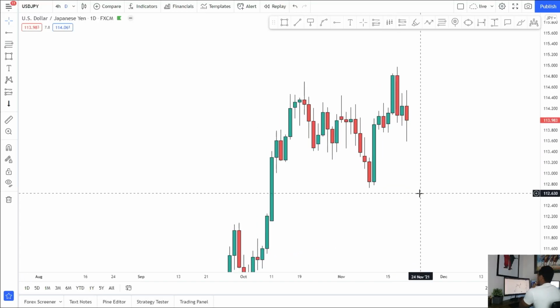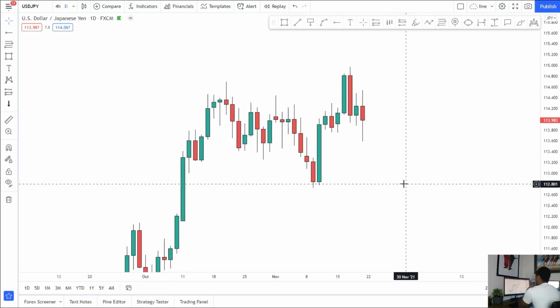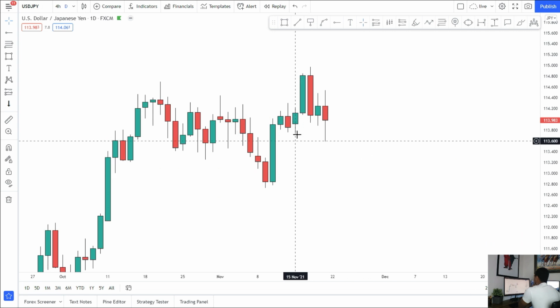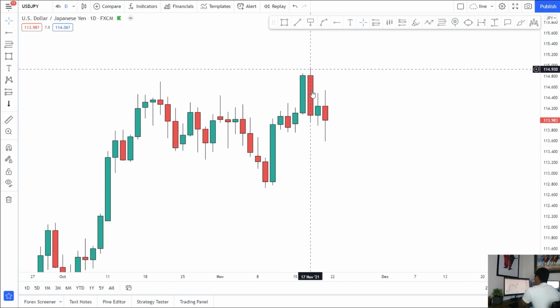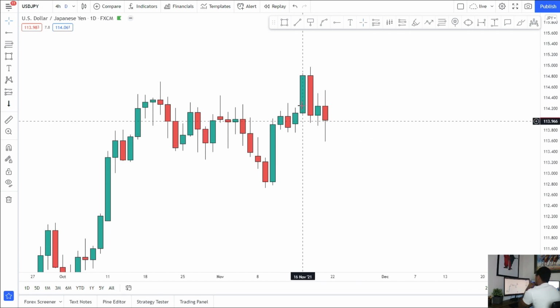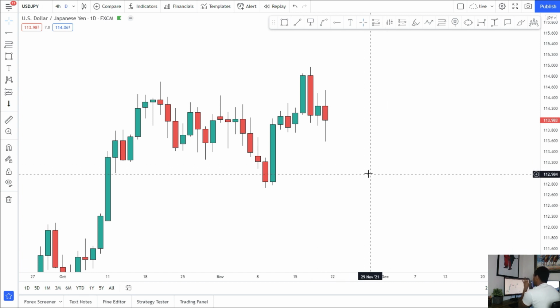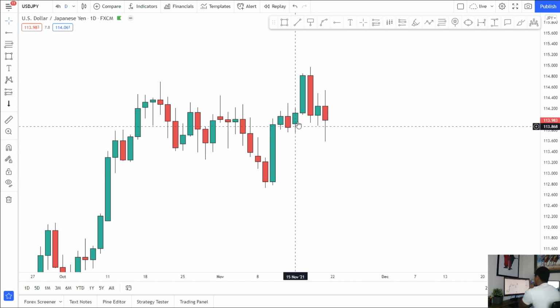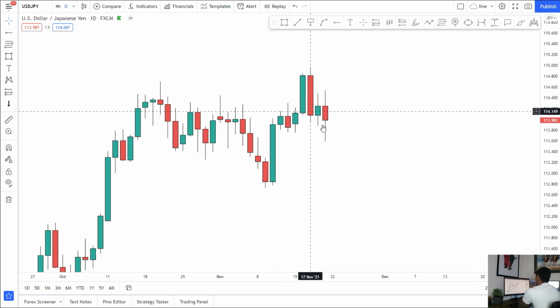Okay, so next up we've got USD JPY. For this pair, not too much happened this week really. We did see a big push to the upside, however it was kind of cancelled out the next day. Price came straight back down. So overall we haven't actually done too much for USD JPY. We kind of started the week around here and finished it at the same place.